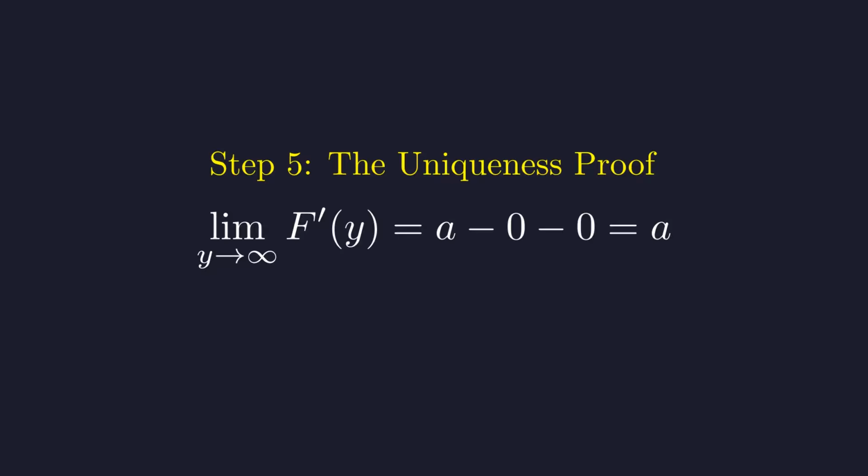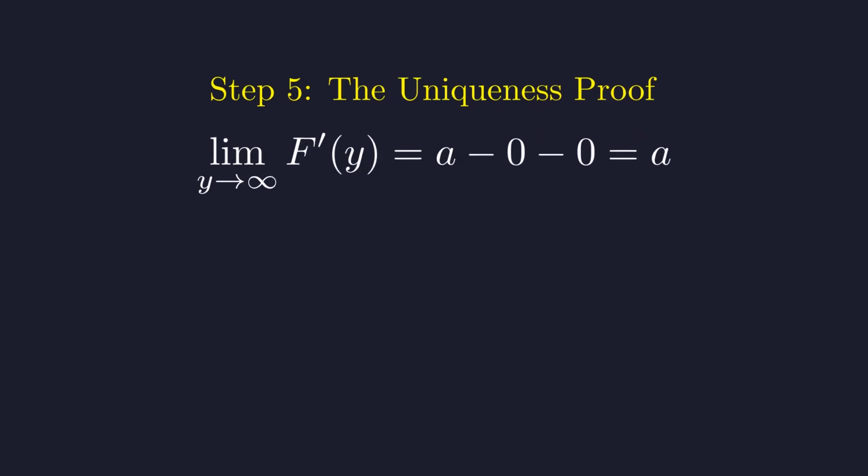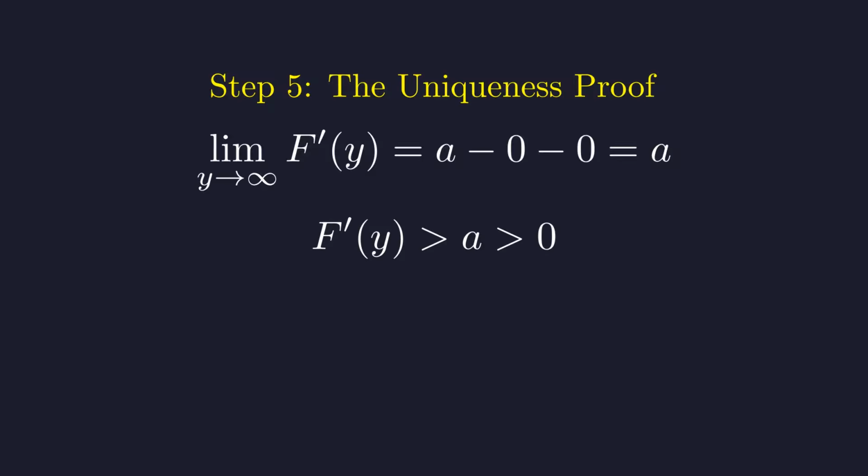Now comes the beautiful finale. We're going to show that our solution is not just a solution, but the only solution. Let's see what happens to our decreasing first derivative as u gets very large. The exponential and logarithmic terms vanish, leaving us with just a. Since our first derivative is decreasing but approaches a positive value, it must always be greater than that positive value. So our first derivative is always positive.